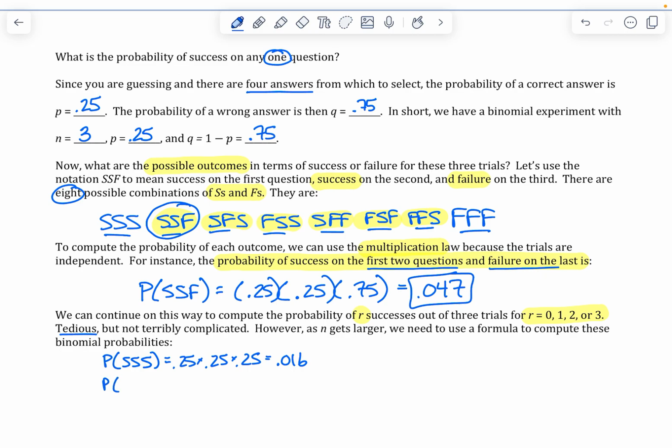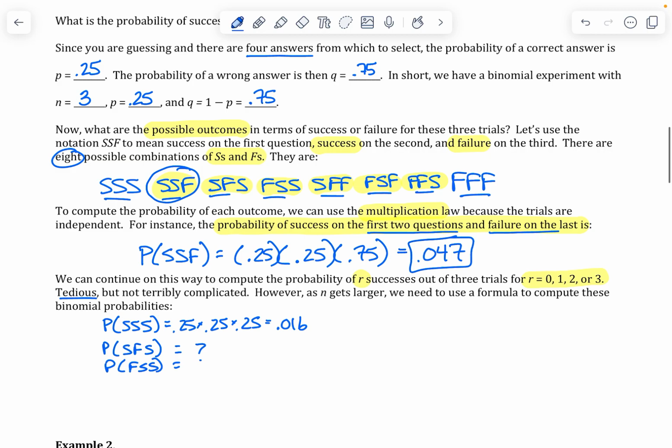And you can do that for every single outcome. As you can see, definitely tedious, right? So you could do that if you wanted to, and because I did it ahead of time, I know that the answer here is 0.047 for those specific outcomes. So SSF was 0.047, but so is any other scenario where you have two S's and one F.